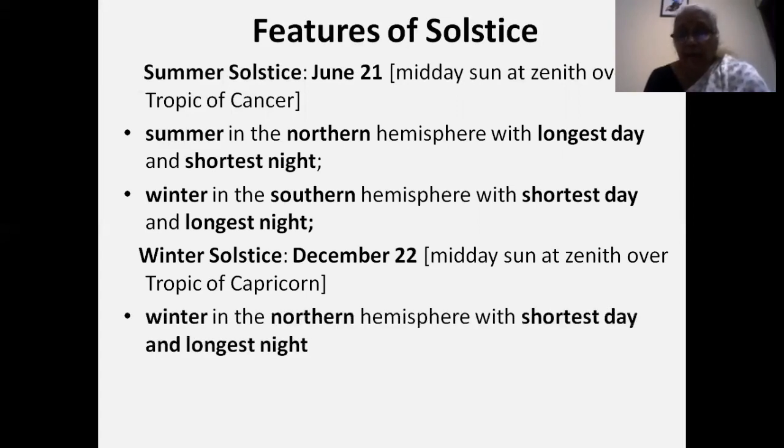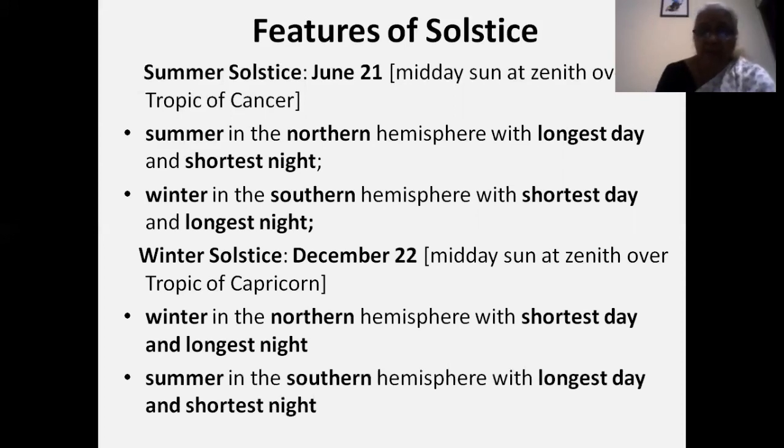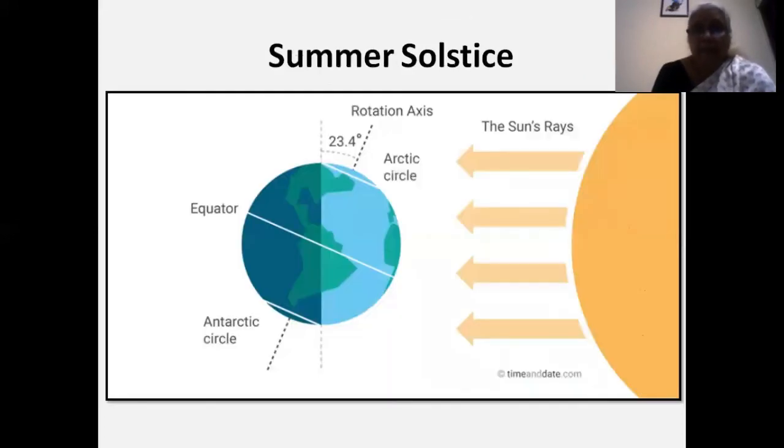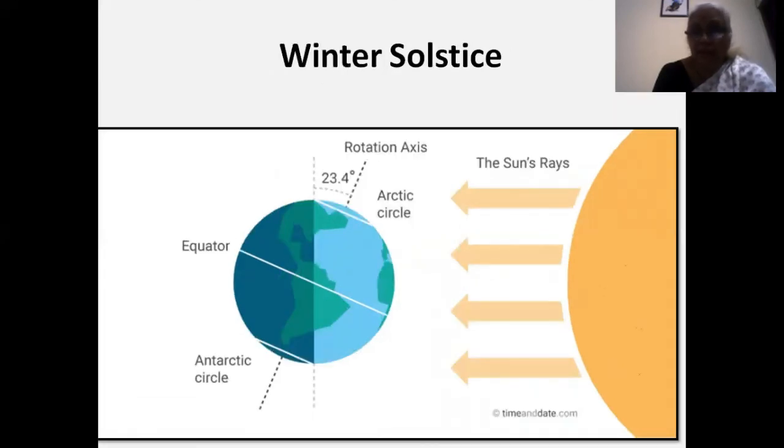Similarly, we have winter solstice on December 22nd. You have winter in the northern hemisphere, which has the shortest day and the longest night, and just the opposite in the southern hemisphere. So that's your summer solstice position, and that's your winter solstice position.